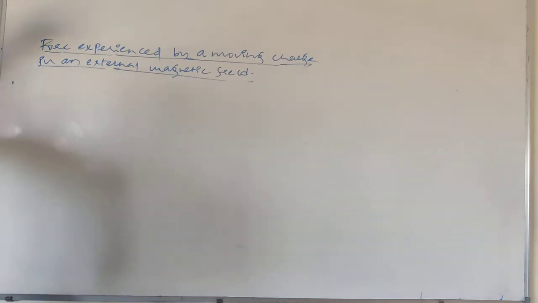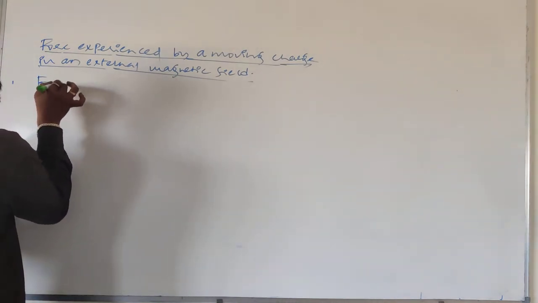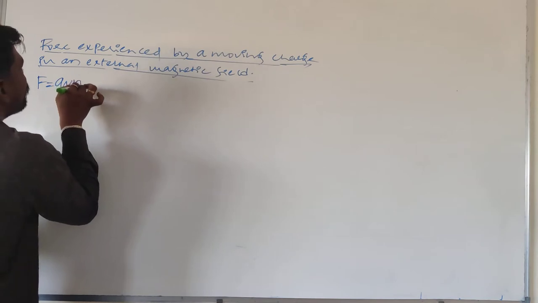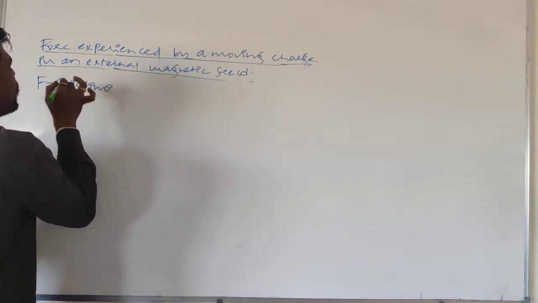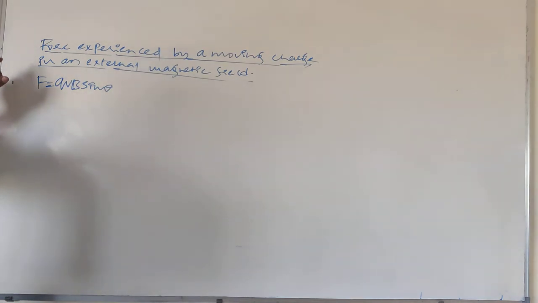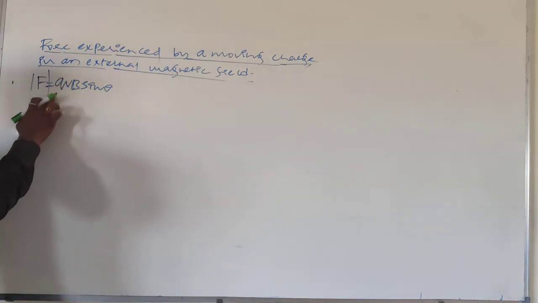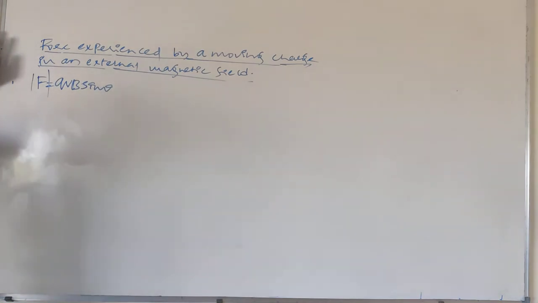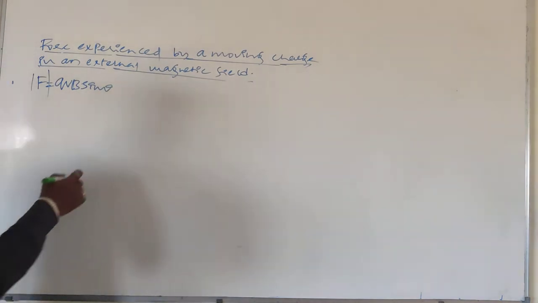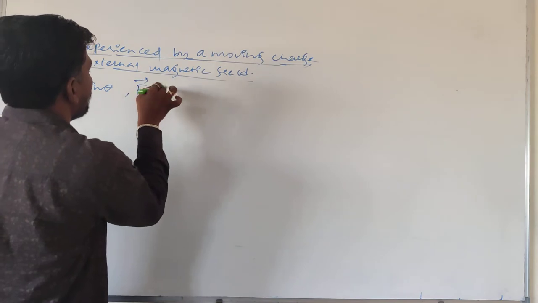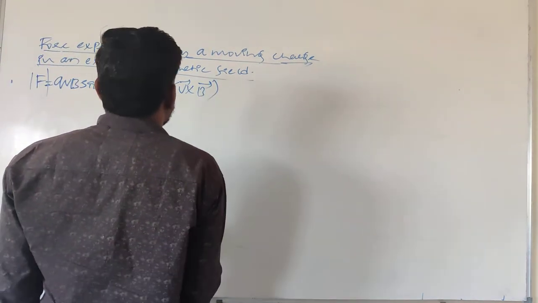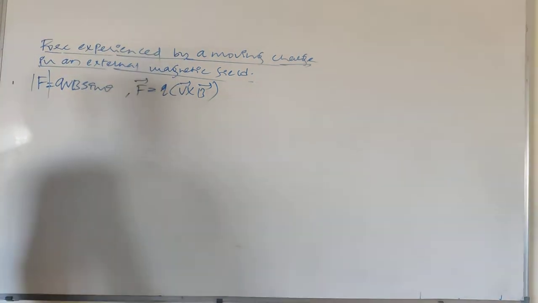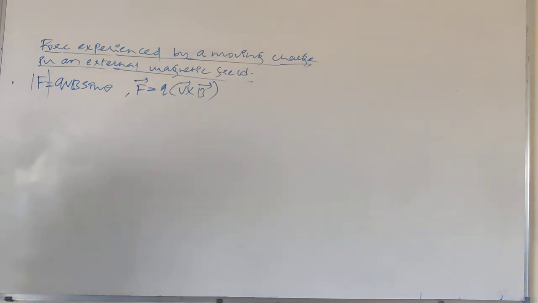So what will be given here? The magnitude is q v b sin theta. So this is the magnitude. If only the magnitude is asked, it is q v b sin theta. If the vector is shown, then we write vector F is equal to q v cross B.